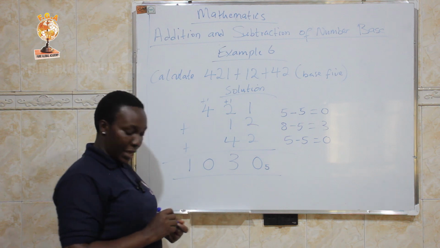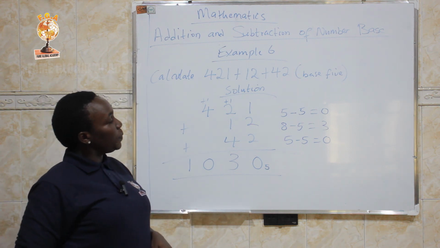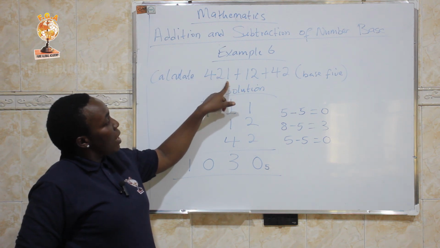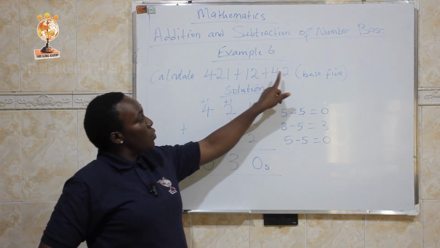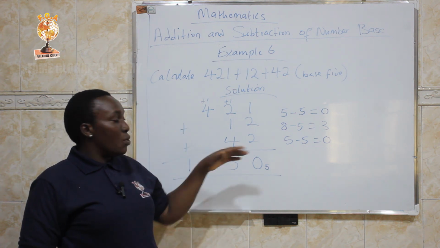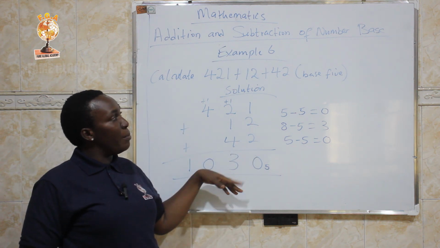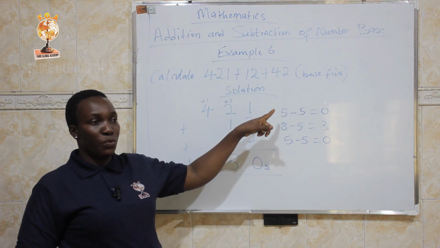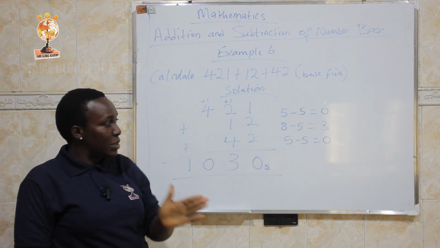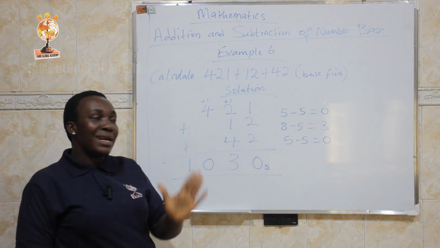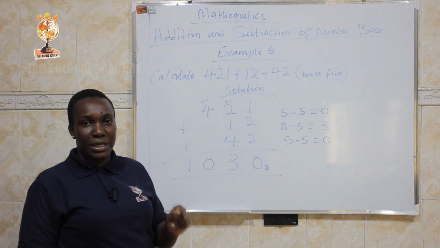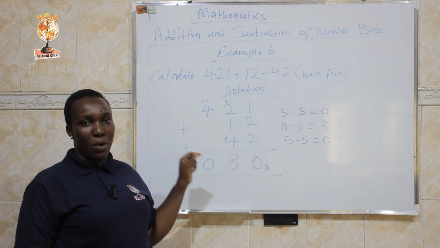5. Okay, let me recap it. Now we are adding 421 plus 12 plus 42. Note that when you are adding, your answer must not be a number that is up to the base you are working with. And we are working with base 5. So our answer must be from 4 down. Once you have an answer that is 5 or more than 5, you subtract the base from it. It's the remainder that will be your answer.